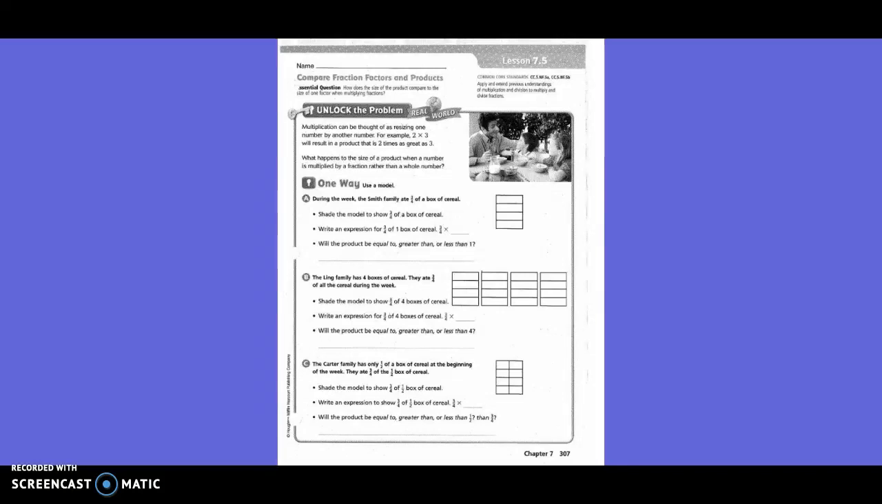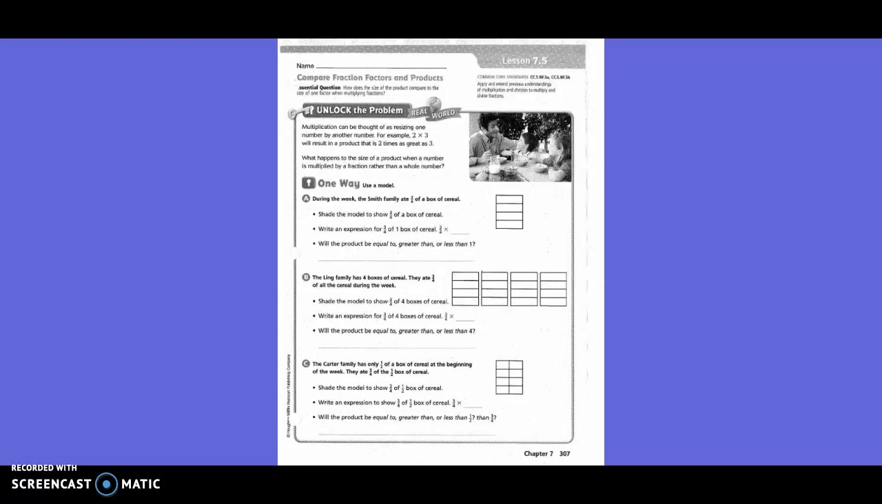Fifth grade, chapter 7, lesson 5, compare fraction factors and products. Unlock the problem. Multiplication can be taught as resizing one number by another number. For example, 2 times 3 will result in a product that is 2 times as great as 3.